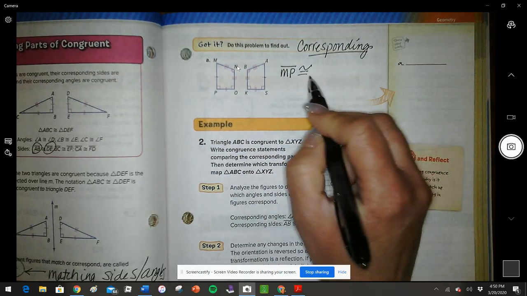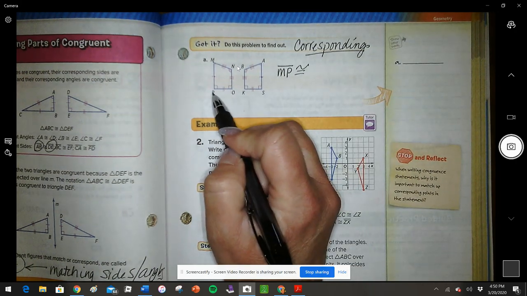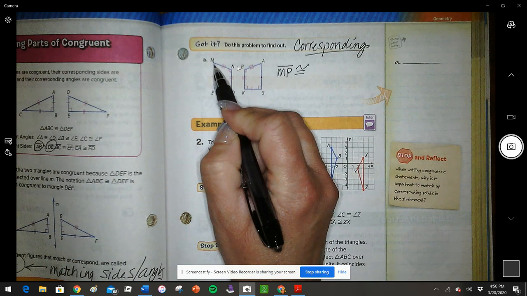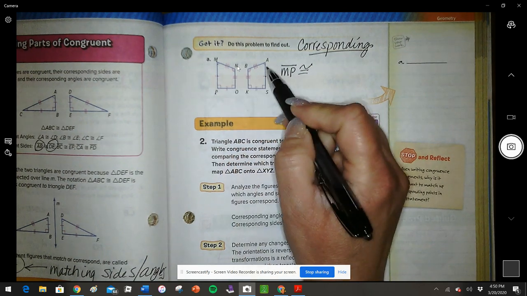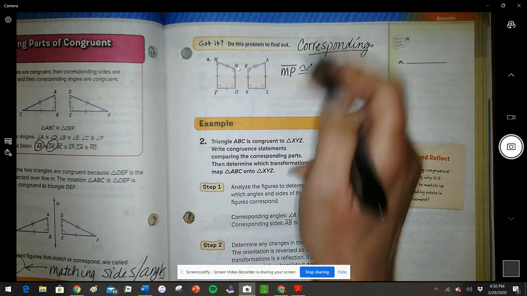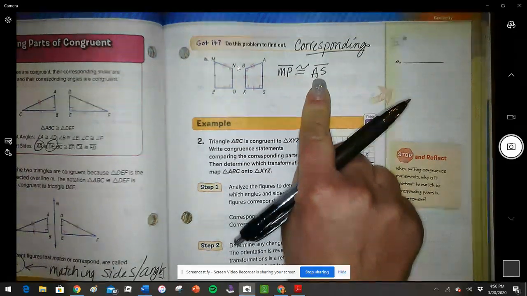So I definitely need to put the congruent sign, but let's go look. I wrote M first and then P. So I went from the one arc, the one little swoopy line, to the right angle. So I'm going to write AS. And again, it has to go in that order. It can't be SA, okay?